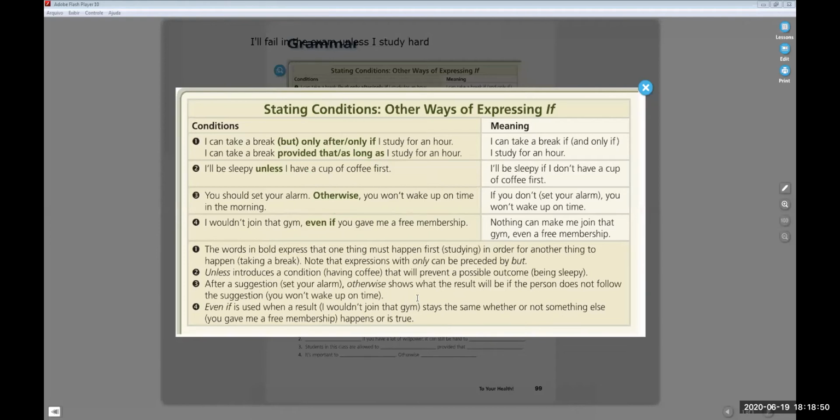And the number 4, even if. It's used when a result stays the same whether or not something else happens or not. For example, I wouldn't join that gym, even if you gave me a free membership. There is one famous Brazilian saying, I don't remember it now, but the idea is that even if something happens, I will stay in the same decision. I won't change my mind. Did you understand all of them, guys? Unless, otherwise, even if, and the four options: only after, only if, provided that, as long as.